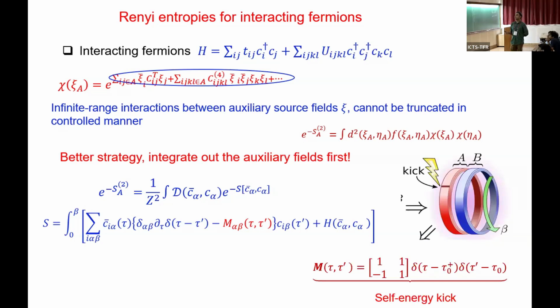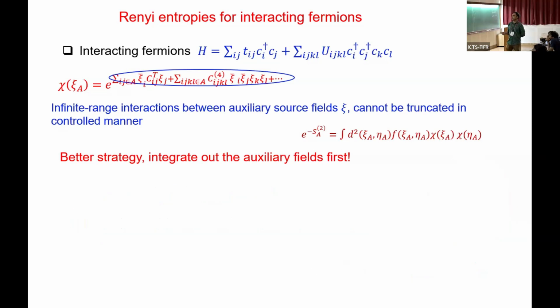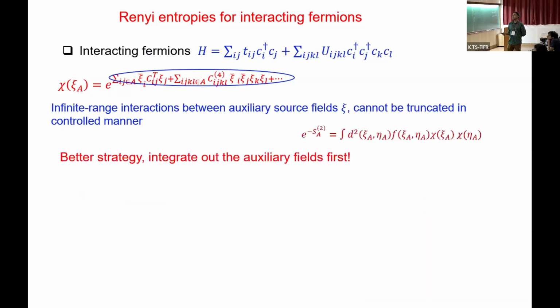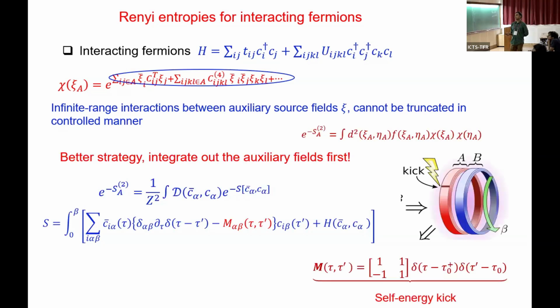Because the source fields are linearly coupled to the fermions, if you integrate out the source fields, you get just a quadratic term for the fermion, and that looks like a self energy. So it's just the addition of a self energy to the formalism, that's it. Of course, you still have the interacting term that you have to deal with, but you can now try to formulate an approximation scheme using this as your bare Green's functions.